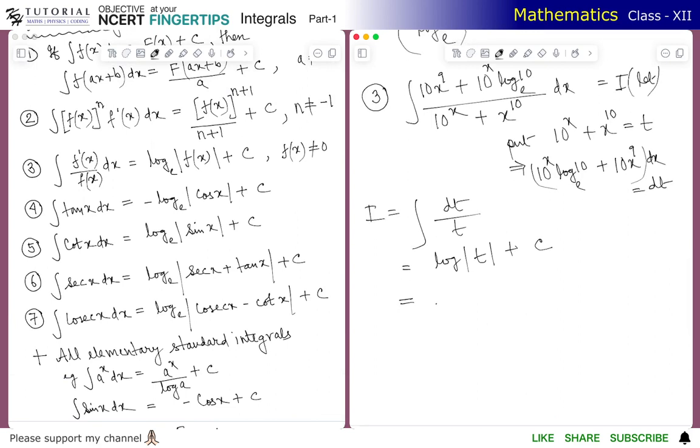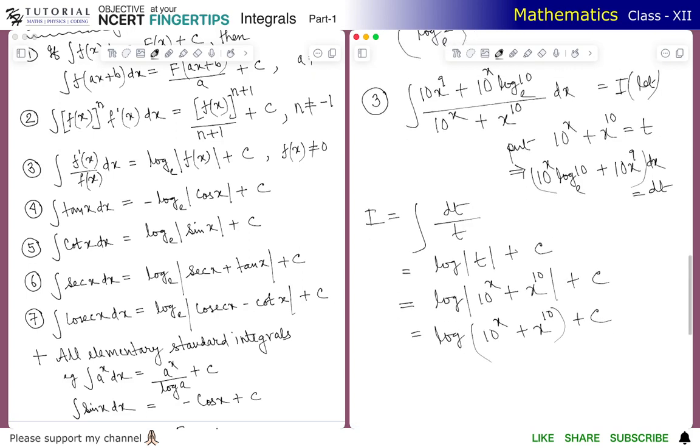And t is 10 to the power x plus x to the power 10 plus c, and we can remove the mod because any exponential function 10 to the power x is always positive, and x to the power 10 can be negative if x is negative, no, it is also positive. So I think we can remove the mod and we can say the answer is log of this. Okay, so let's see the next problem.